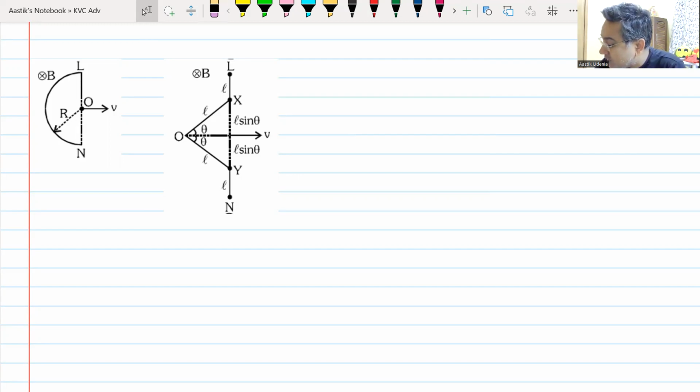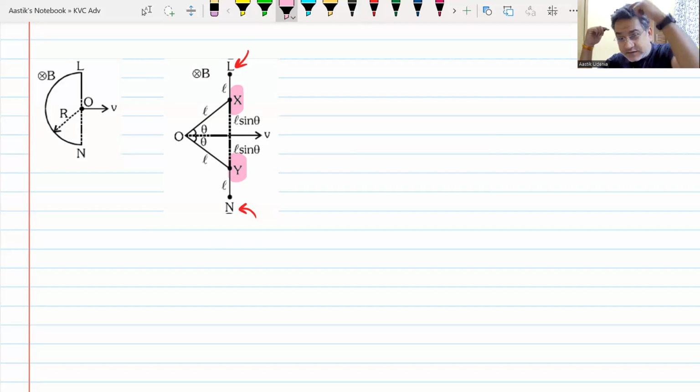You have to find out the potential difference between this point L and this point N, not between X and Y, between L and N. Okay. Between X and Y, what is the potential difference? It is BV2L sin theta, sir. What is the potential difference between L and N? Same, sir. Same or different? Okay.